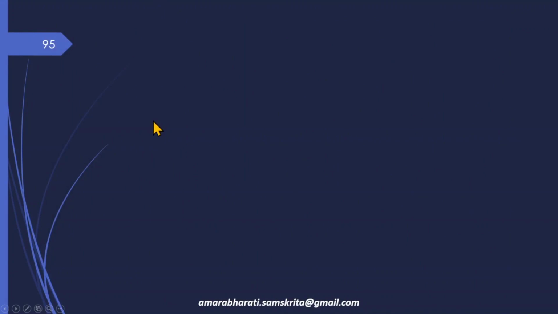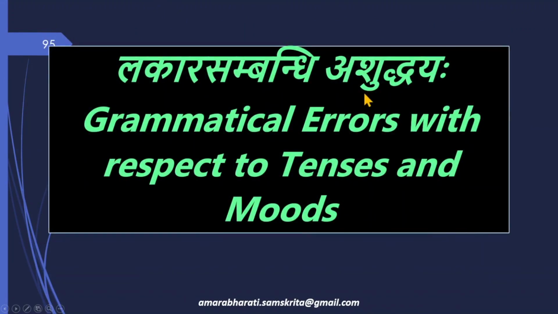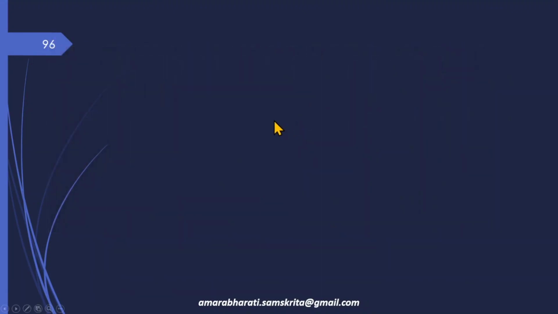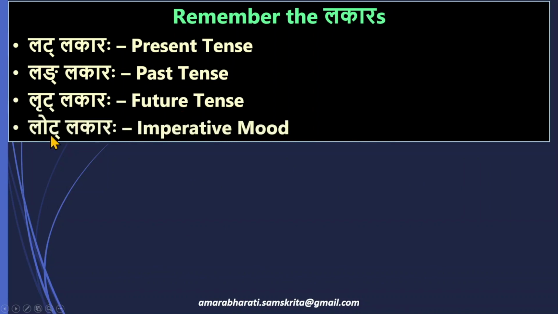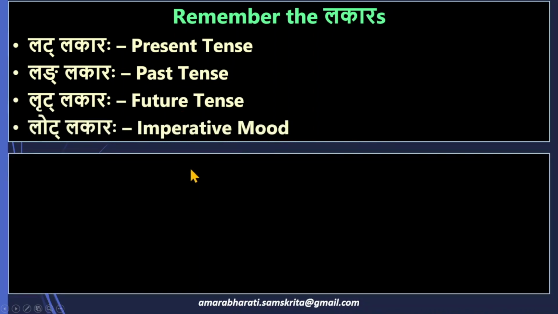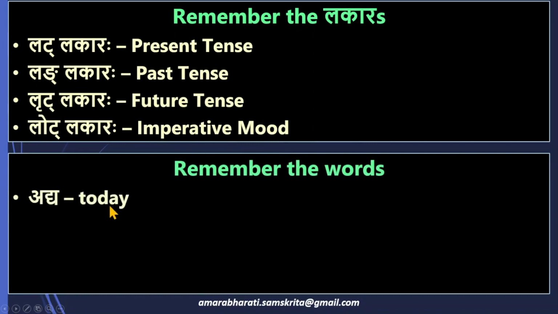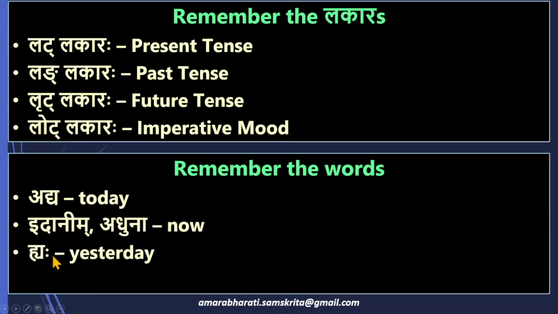You go to the next one, which is Lakara Sambandhi Ashuddhayaha, grammatical errors with respect to tenses and moods. You remember the lakaras. Lat lakara is present tense, lang lakara is past tense, lit lakara is future tense, and lot lakara is imperative mood. And remember the words. Adya is today, Idanim and Adhuna is now, Hyaha is yesterday, and Shvaha is tomorrow. So when you have Hyaha, something which happened yesterday, you should use past tense. And when you have Shvaha, which is coming to happen tomorrow, you should use Lrit Lakara, future tense.